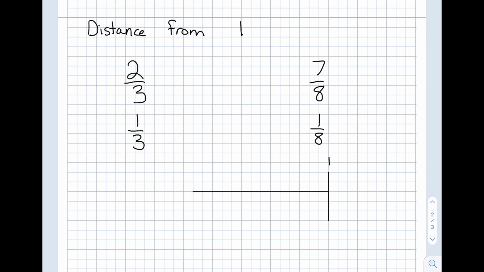Well, I'm going to think about how far away from 1 they are. If I have the same unit whole and I break it into 8 parts versus into 3 equal parts, I can see that 1/8 will be the smaller fraction because I've taken the same whole and divided it into more parts, whereas 1/3 will be the larger fraction. So when I think about the distance from 1, I'm looking here to the left of 1, and I can think about 1/3 versus 1/8.